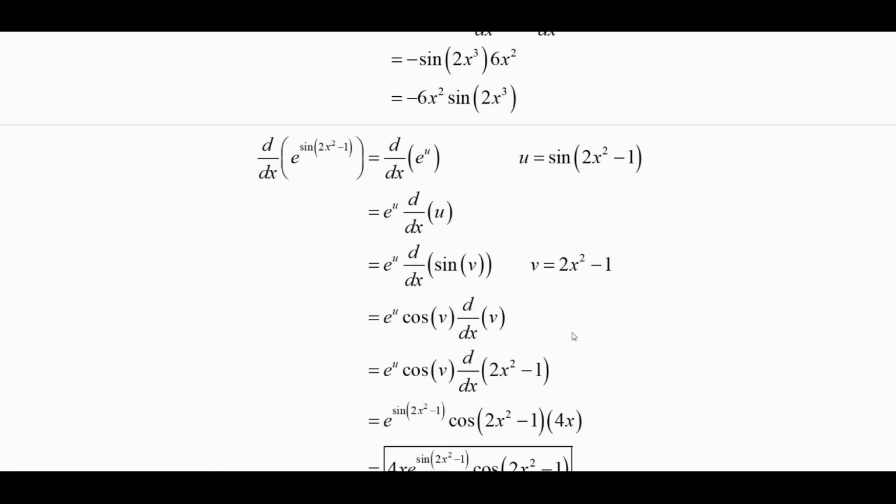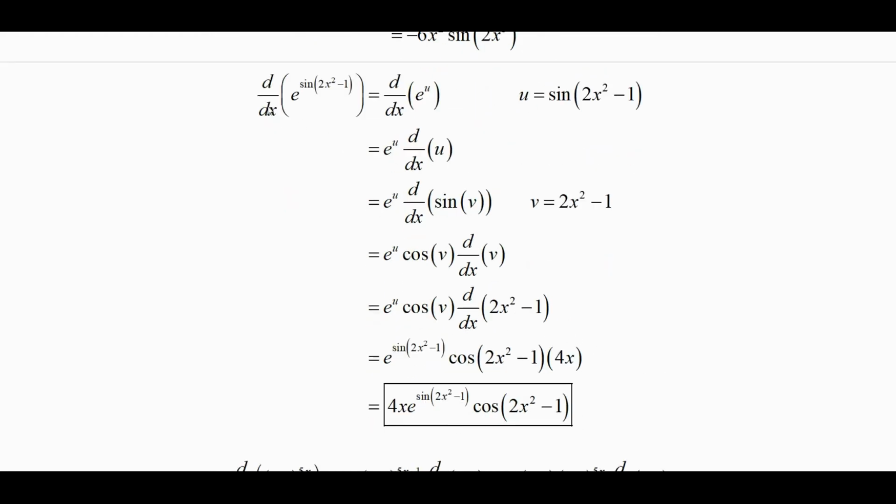Here's the one where we use the chain rule twice. I'll let u be sine of 2x squared minus 1 so that we just get the derivative of e to the u. So the answer is e to the u times derivative of the u. Well, I want to let v be the 2x squared minus 1, and u then becomes sine of v. And so this is the derivative of sine of v. Well, the derivative of sine of v is cosine of v times the derivative of v.